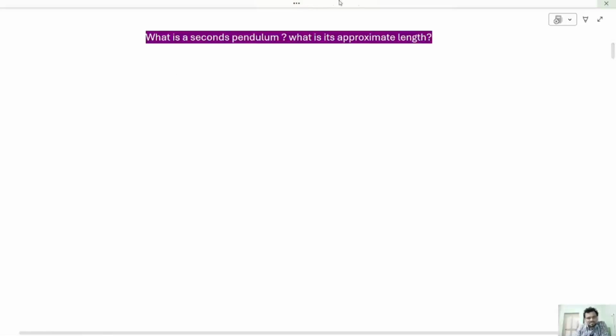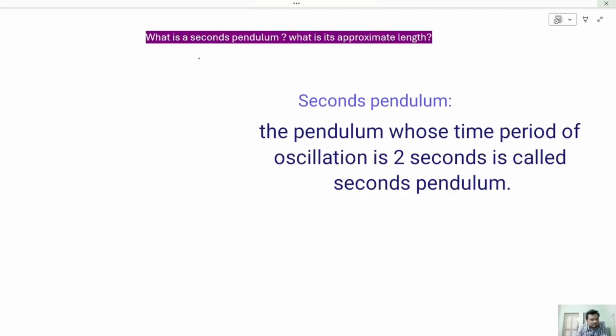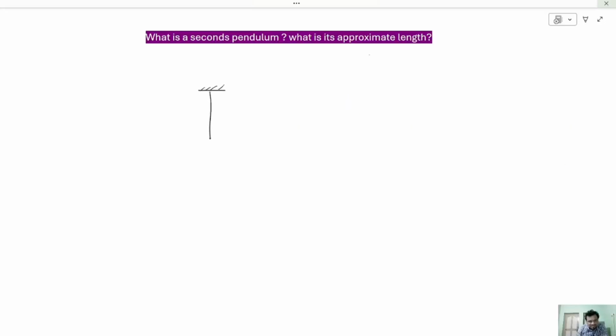What is seconds pendulum? What is its approximate length? A pendulum whose time period of oscillation is 2 seconds is called seconds pendulum. If you observe, this is the diagram for seconds pendulum.